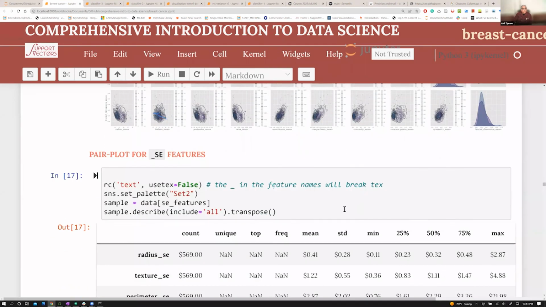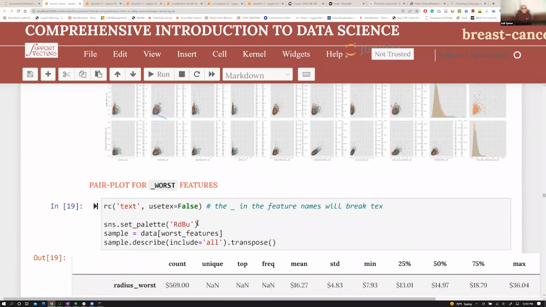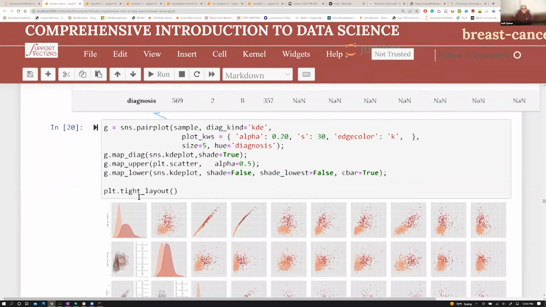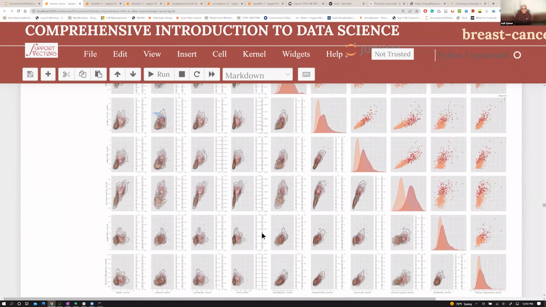The same thing for standard error, you can do that, and I won't go into that. Pair plot for worst, you can do. At the end of it, they all begin to look similar, but you can do a similar analysis.